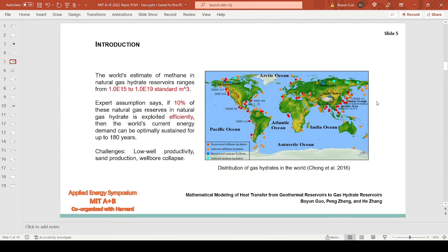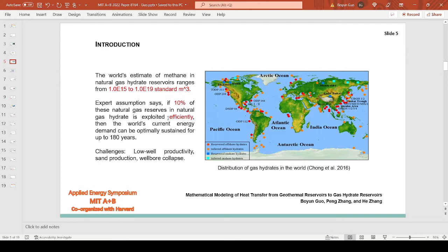A lot of gas hydrates have been found in the world. The total reserves range from 10 to the power 15 to 10 to the power 19 standard cubic meters. People say if 10% of the hydrates are developed to produce natural gas efficiently, the energy can support the world for 180 years.